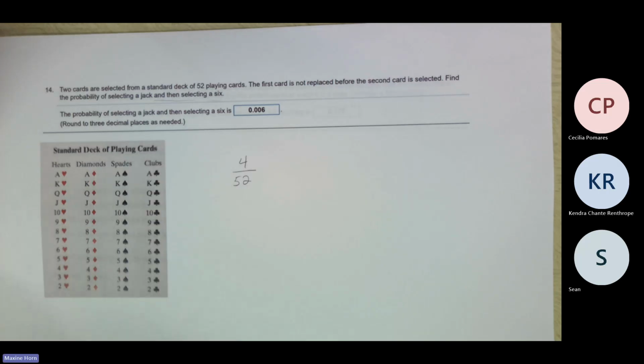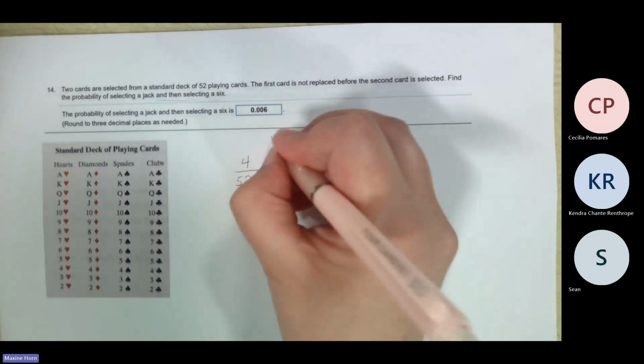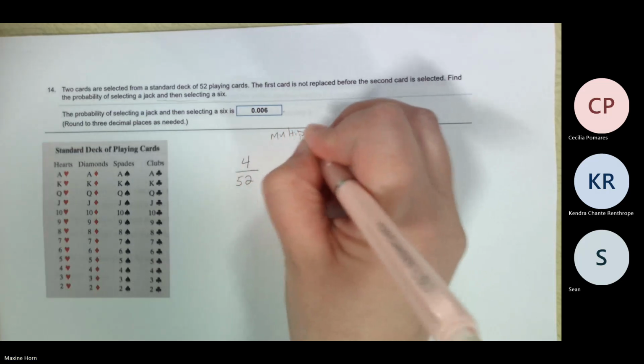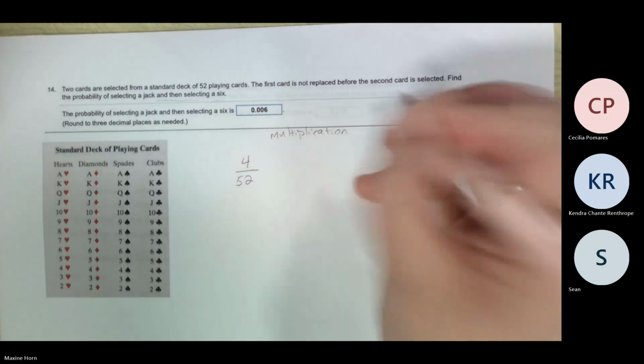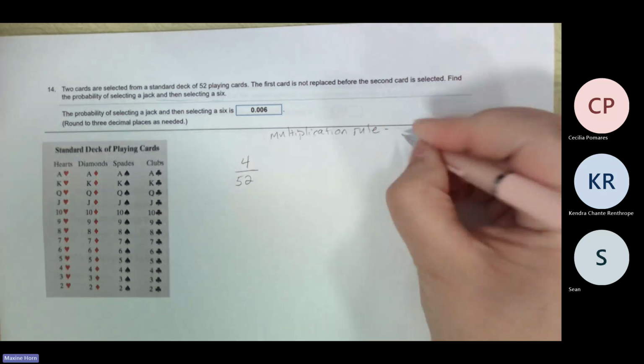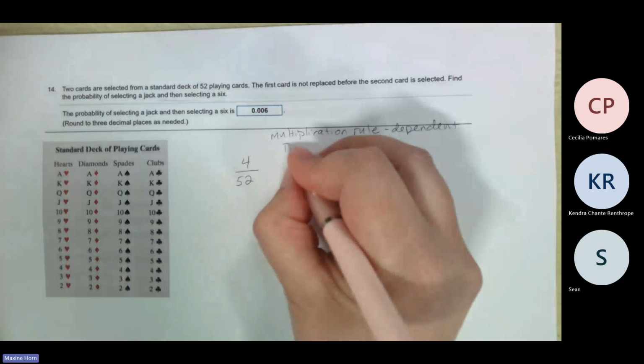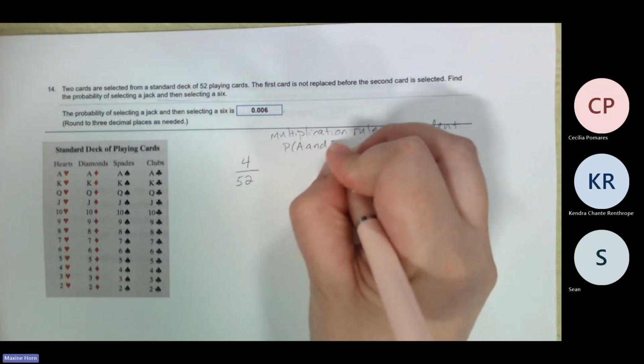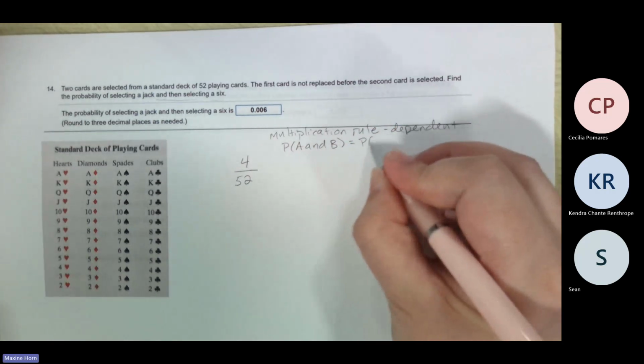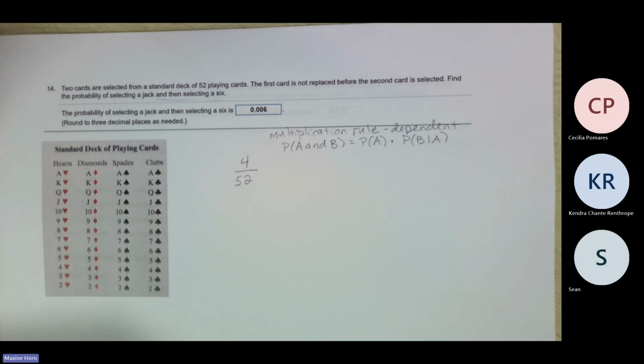Right? So what we're using here is the multiplication rule. These events are dependent. So let me write this out real quick. Multiplication rule. When you have dependent events, so we have the probability of A and B, you do the probability of A times the probability of B given A. Right, that's what we're writing out here.